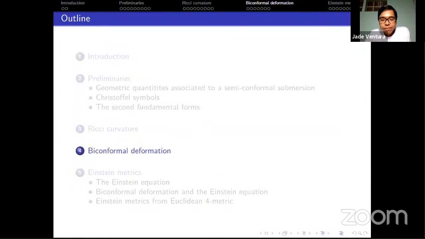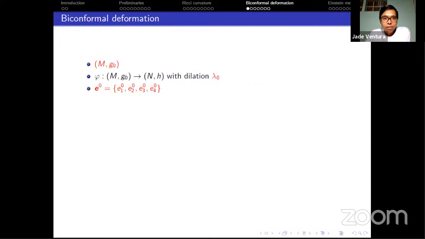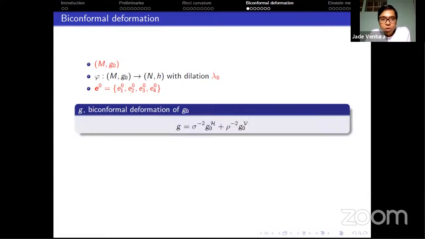So now that we know how to get the Ricci curvature of a baseline manifold, we now deform that baseline manifold. So our baseline manifold is this M comma G naught, where phi is a semi-conformal submersion with dilation lambda naught, and E naught is an orthonormal frame field. We biconformally deform it, and how do we do that?